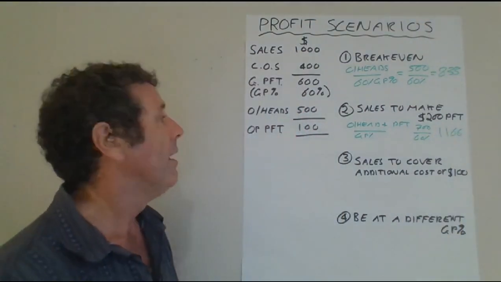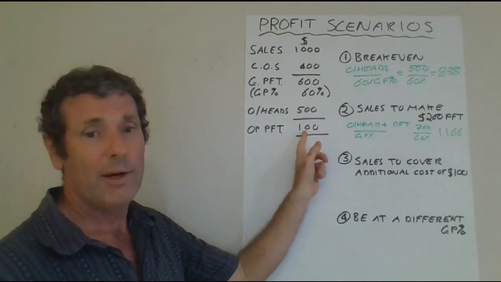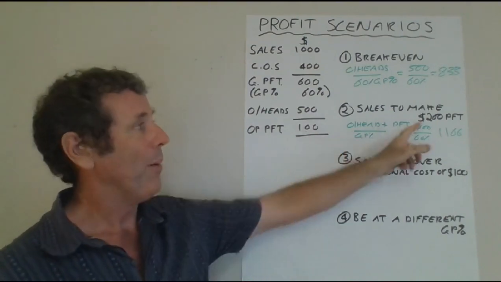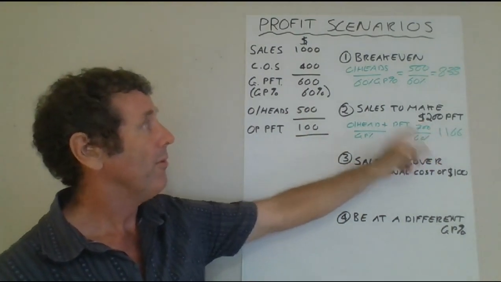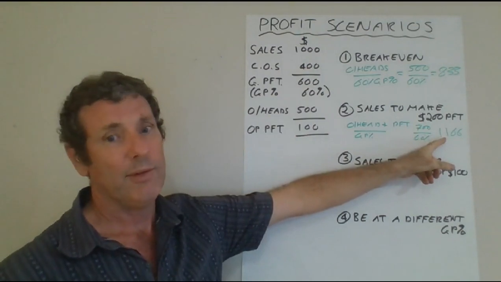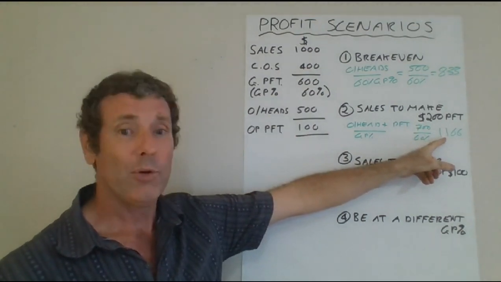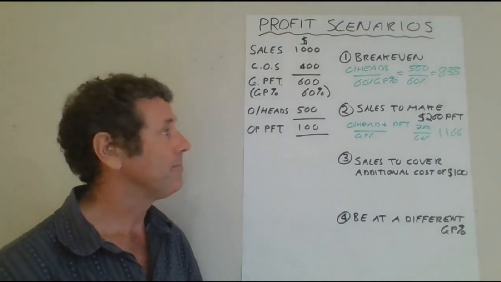$1,166. And that's quite interesting, because what we've done is we've increased our operating profit by 100%, from $100 to $200, but we've only had to increase our sales by 16% or 17% rounded up. And that's called financial leverage, and I've discussed that in another video.